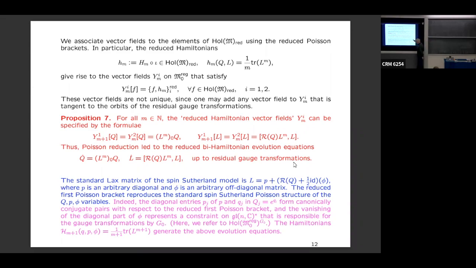So if you substitute this formula into the reduced first Poisson bracket, then it turns out that P and the logarithm of capital Q are canonical conjugate pairs, and phi decouples them, and they satisfy some reduced Lie Poisson bracket. So from the reduced first Poisson bracket, you obtain the usual structure of the spin-Sutherland model, but in terms of the variables L and Q, there is a second Poisson structure which I wrote. The form of the second Poisson structure in this parameterization seems to be complicated and not enlightening, let me put it this way, or I did not see anything enlightening about it.